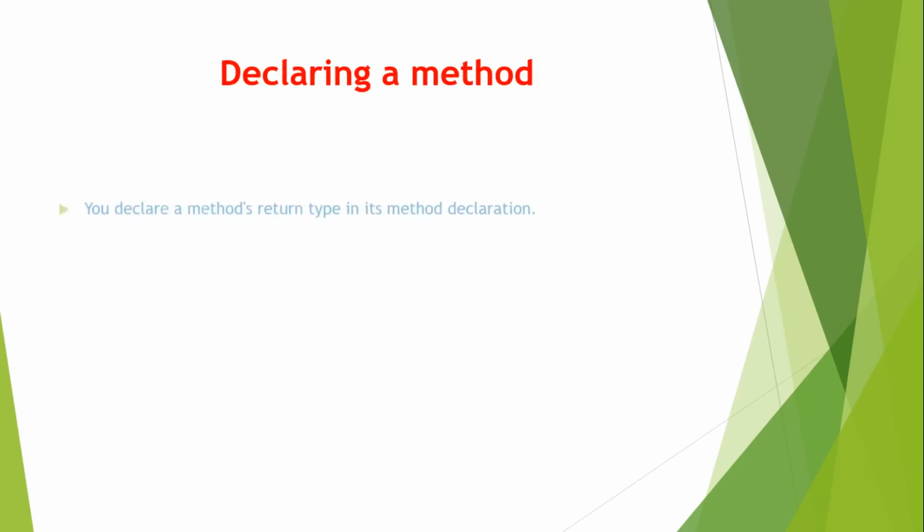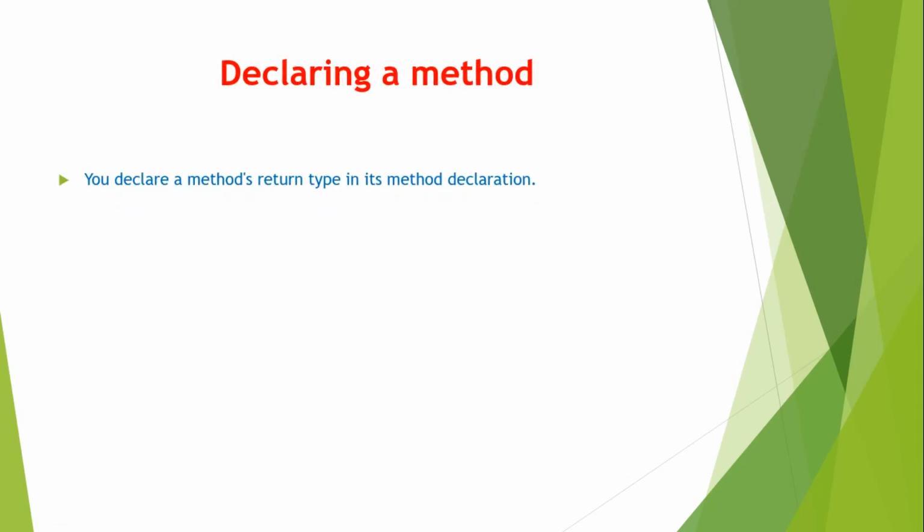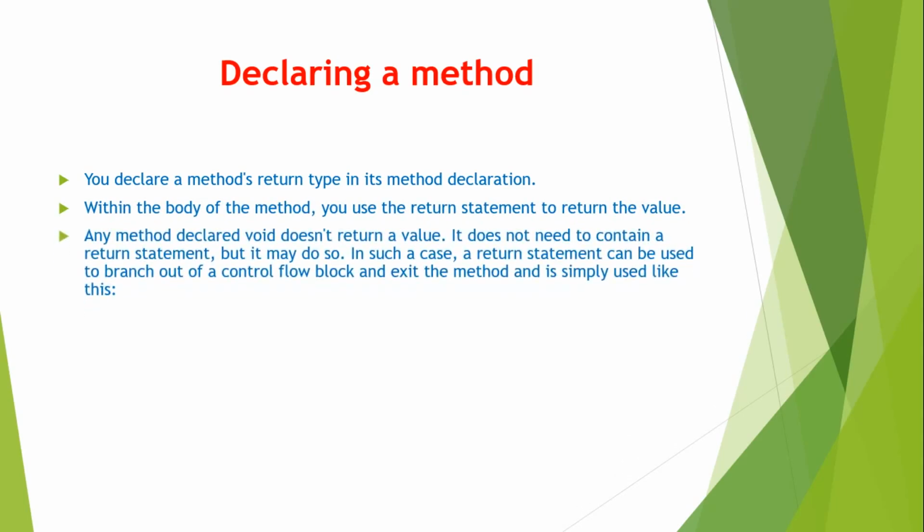Declaring a method. You declare a method's return type in its method declaration. Within the body of the method, use the return statement to return the value. Any method declared void doesn't return a value. It does not need to contain a return statement, but it may do so.